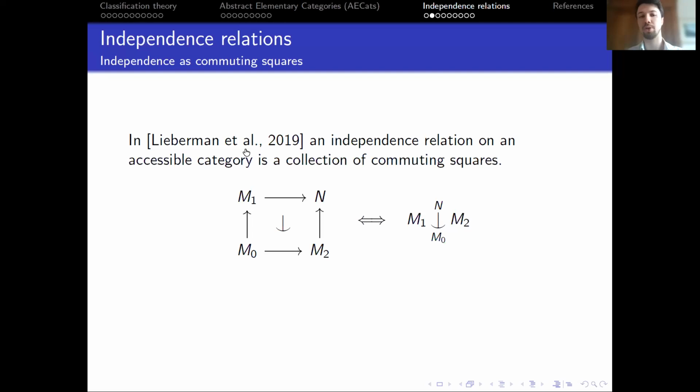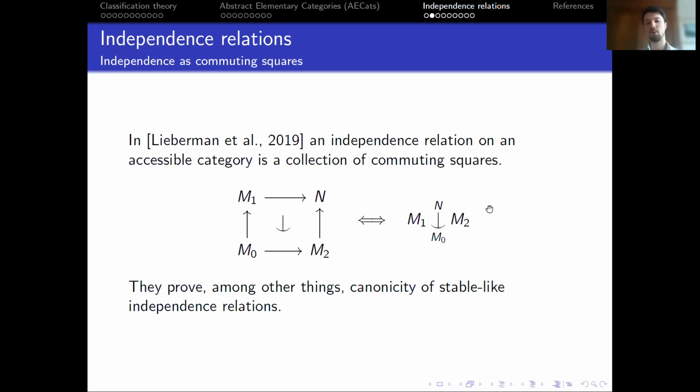they view an independence relation on an accessible category as just a collection of commuting squares. If you think about the category of models of a certain theory, then for such a commuting square, you can view these M0, M1, and M2 naturally as subsets of N. And then they say this square is independent if M1 is independent from M2 over M0, written model theoretically like that. And then they prove, among other things, canonicity of stable-like independence relations. So they identify a bunch of these properties, which they phrase in this category theoretic language, and these are really the properties that you would expect to hold in a stable theory. And then they prove canonicity.